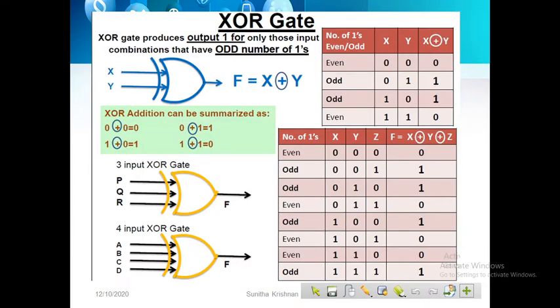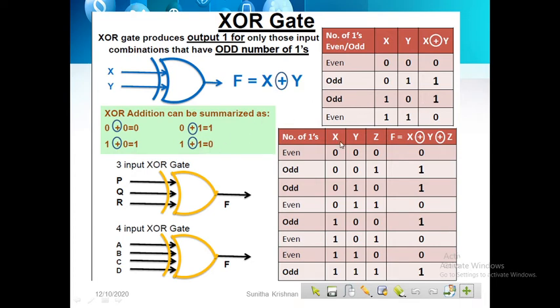Now I'm going to introduce you to an XOR gate. XOR gate produces output 1 for only those input combinations that have an odd number of ones. See, consider this is a 2-input gate where you have X and Y, that is 2 inputs. When you have an odd number of ones, you will get the output as 1. See, the truth table is also given here. When there is an odd number of 1s, the output will be 1. When there is an even number, the output will be 0.